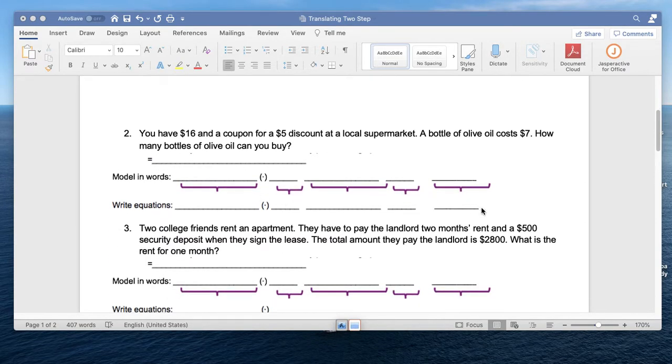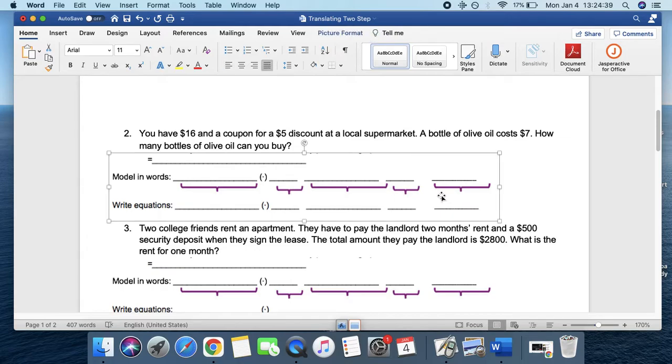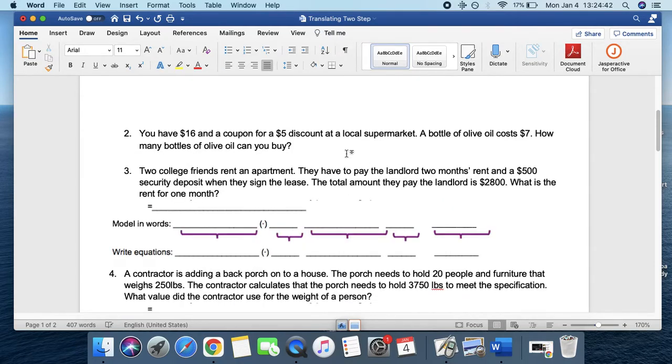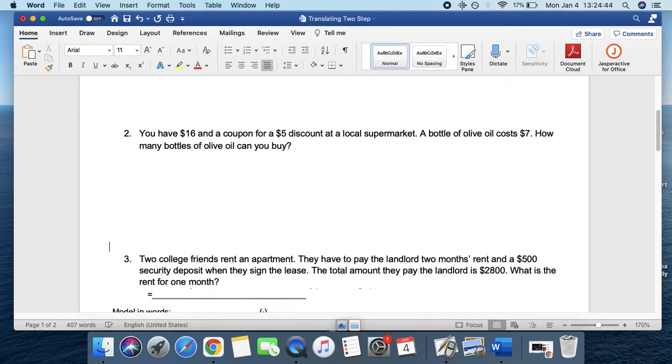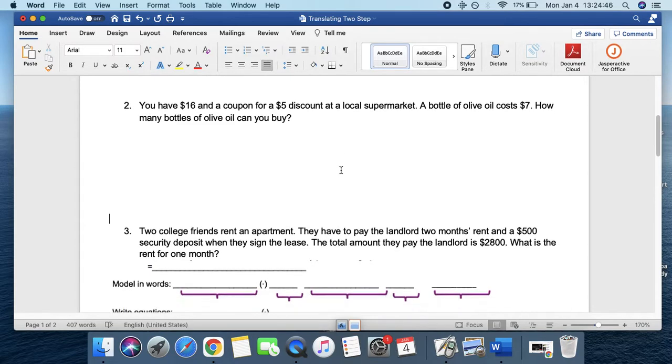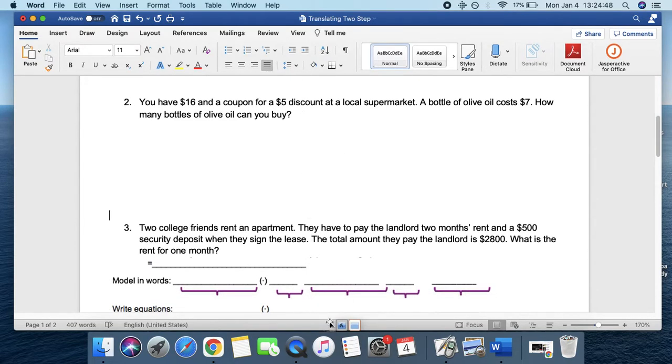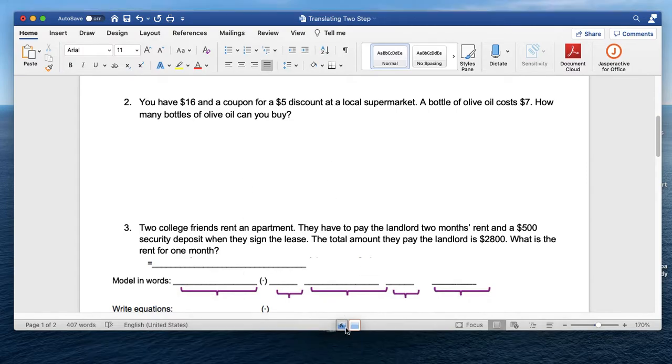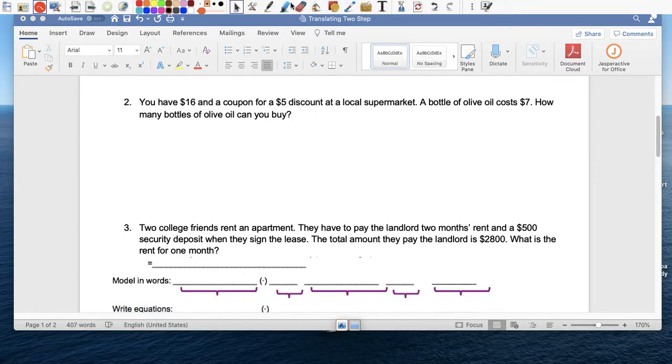Let's do the next one. Let me take this out of the way. So again, you have a $16 coupon. You go to the supermarket. You're going to buy olive oil, right? How many bottles of olive oil? So again, here's my equation. Bottles of olive oil is what I need to know. So b is my variable.